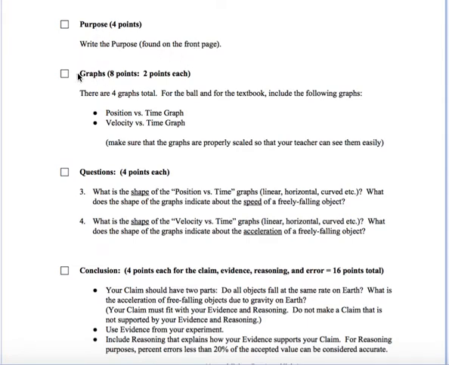Then the next section are your graphs. We have a ball and we have a textbook, and each one of those has a position versus time graph and a velocity versus time graph. So that's 4 graphs total. You need to include all 4 graphs in the Google document. Make sure that you scale your graphs so that I can actually read them. Otherwise I'll take points off. Just copy and paste them in, Command C, Command V, or take screenshots, but just make sure I can see them easily.